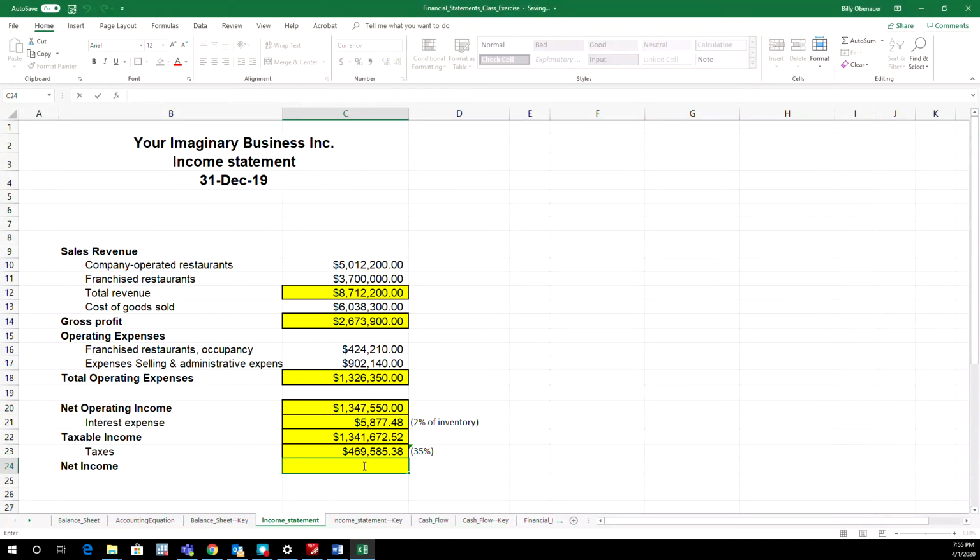And now to get to our net income, all we have to do here is we just have to take our taxable income and subtract our taxes. And we have $872,087.14 in net income.